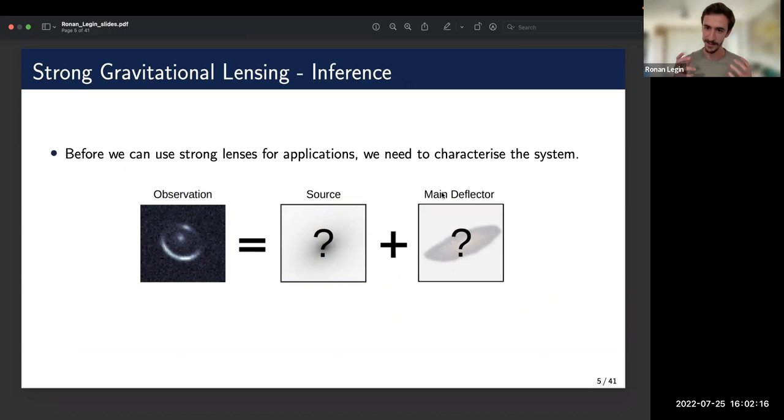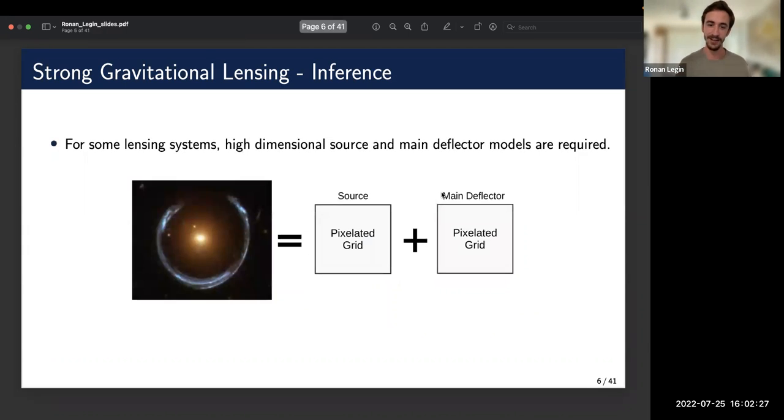But before we can use strong lenses for any sort of scientific application, we first need to characterize the lensing system itself. And so this comes down to reconstructing the background source of light and the main lens causing the deflection. And in the previous talk, you must have seen that if the source and the main lens deflector are fairly complicated or irregular, then you could model them on a pixelated grid. And as Alex showed us, this would be the case for the famous cosmic horseshoe lens.